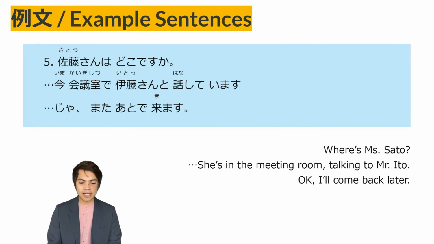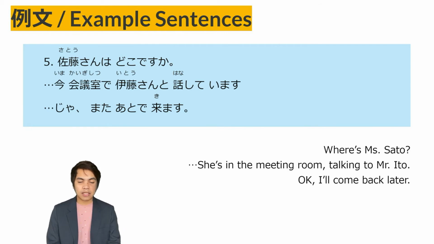So the first line is, Sato-san wa doko desu ka? He's looking for Miss Sato. Where is Miss Sato? And the other person replied, Ima, right now. Kaigishitsu de. Kaigishitsu means meeting room, and particle de because it's the place of action.